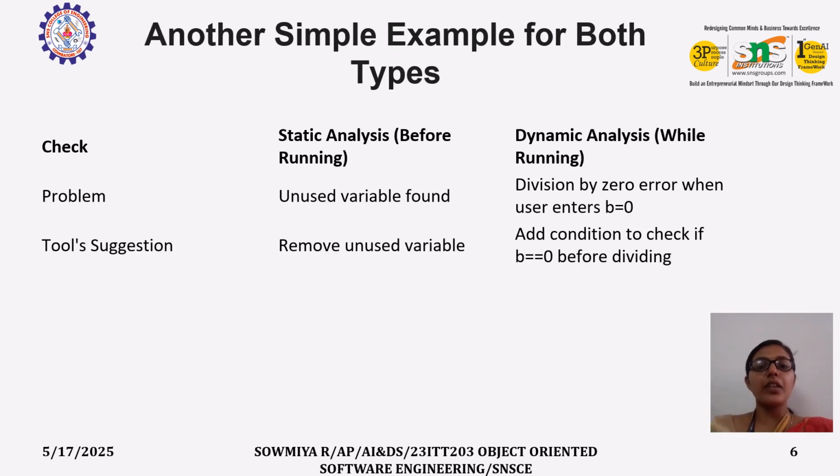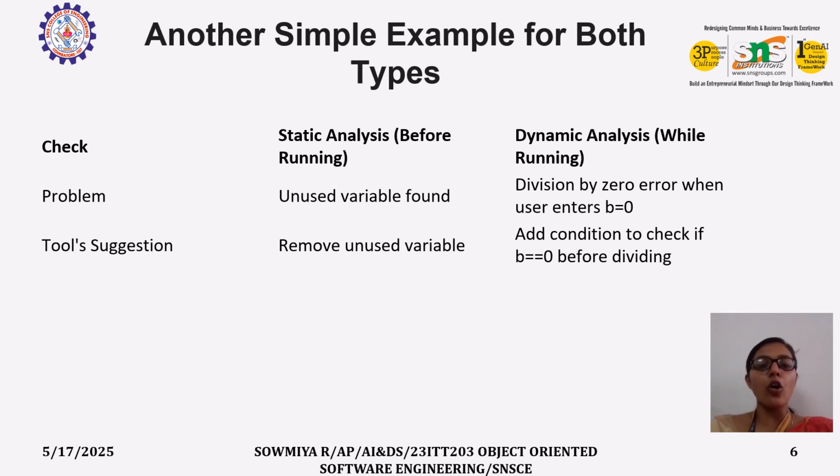Then example for both types. Let's consider a unified scenario. Suppose a function is meant to process user data. Here static analysis might reveal that a declared variable is never used, while dynamic analysis might expose a crash if invalid input is provided.